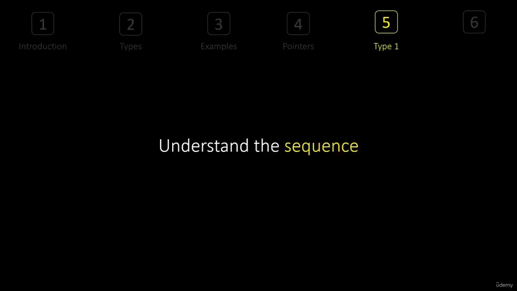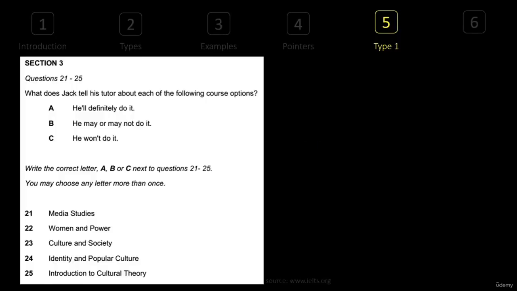Another tip for this is please understand the sequence. What do you think the sequence will be followed in the options? No. The sequence will be followed in the questions from 21 to 25. So basically what's going to happen is they'll talk about media studies first, then women and power, then culture and society, finally identity and popular culture, and finally the last one, that is 25th. So listen to the sequence. As soon as the talk about media studies is over, please proceed to the next one. This is how they follow the sequence.